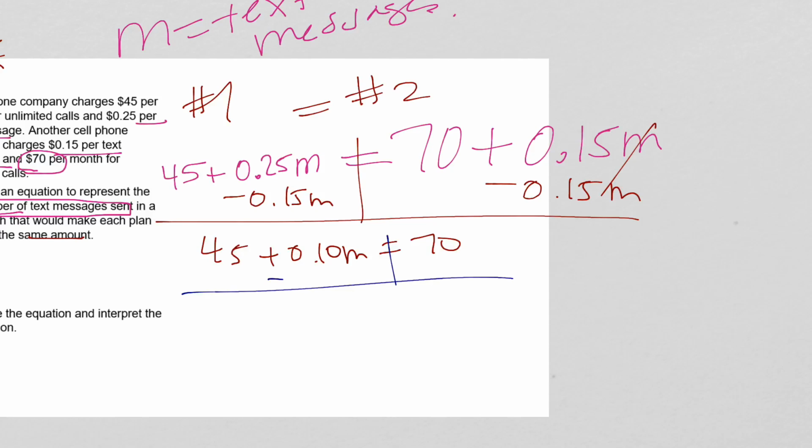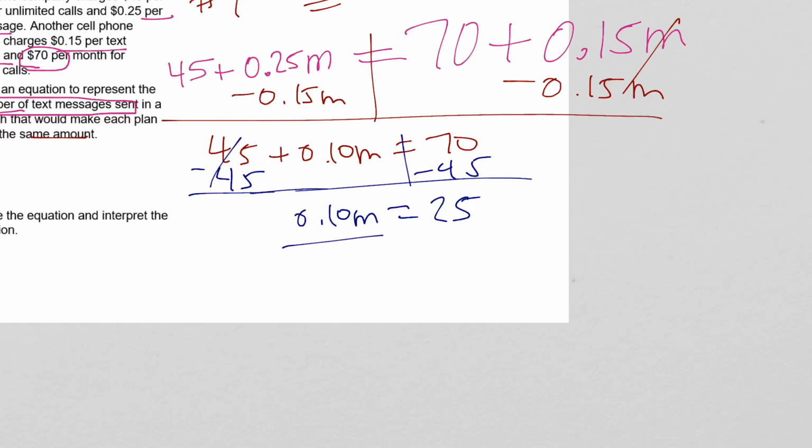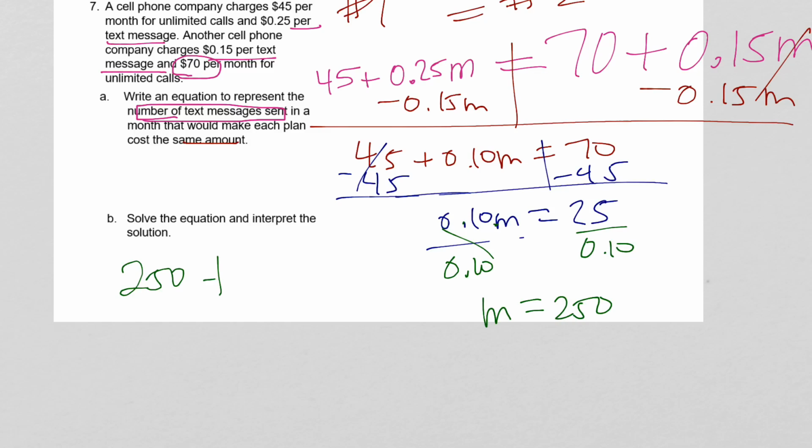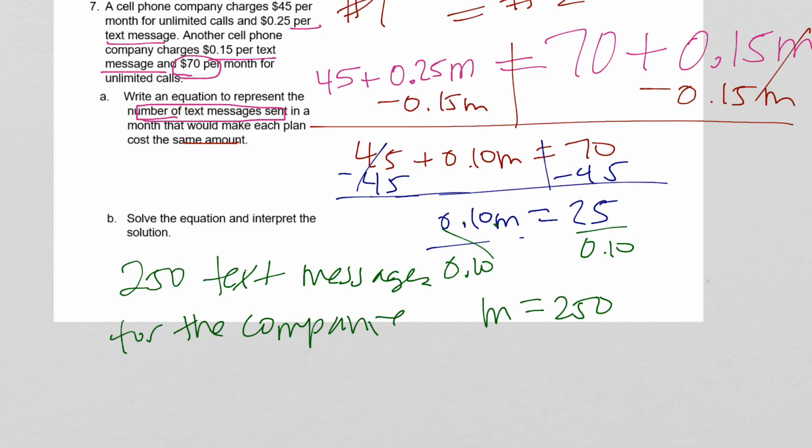Solve for m by getting rid of the 45. The opposite of plus 45 is minus 45. And you get 10 cents m equals 70 minus 45, which is 25. When you divide both sides by 10 cents, because you want to isolate the variable, so the opposite of multiplying by 10 cents is to divide, you're going to get 250. So it's going to take 250 text messages for the companies to charge the same.